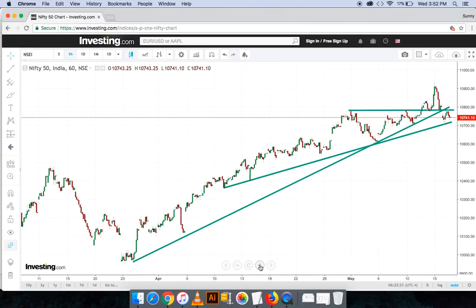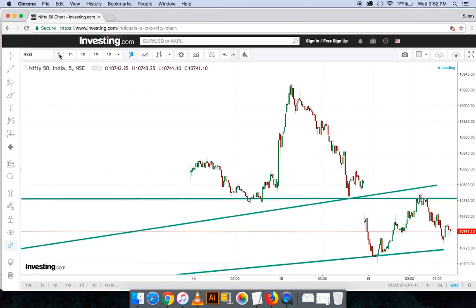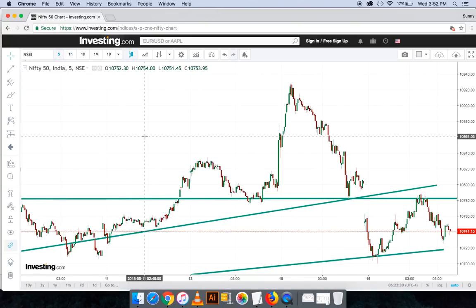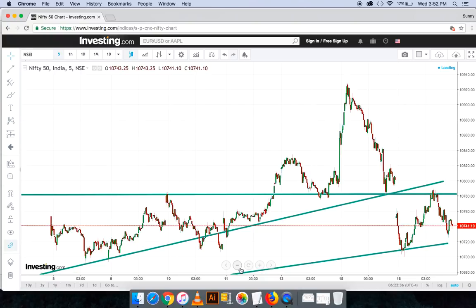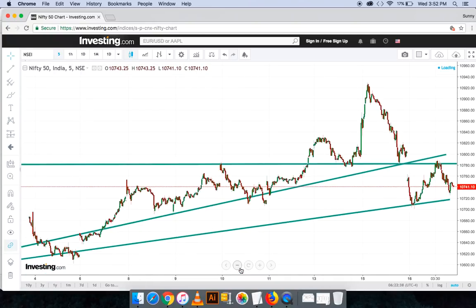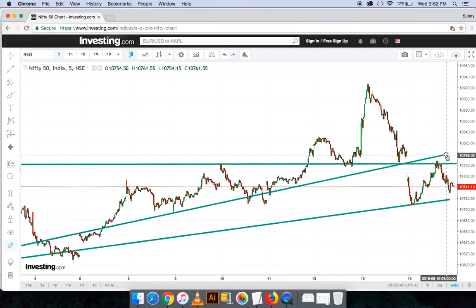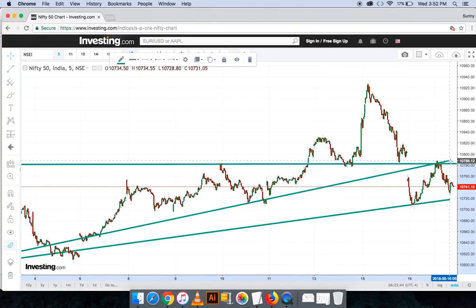So now if I zoom in, or in fact, let's go to the intraday charts now, since we're analyzing purely on an intraday basis. Now these trend lines have not come out so clear, but technically this should be a bit lower here.